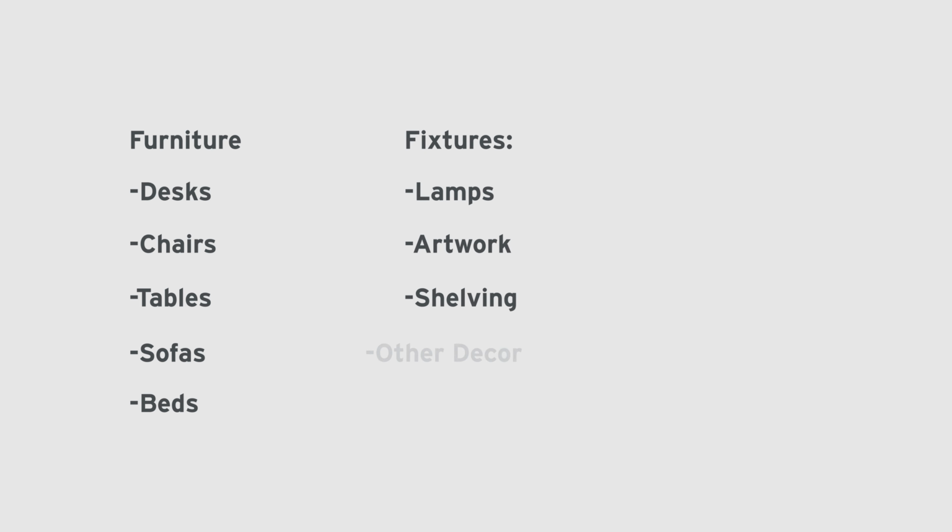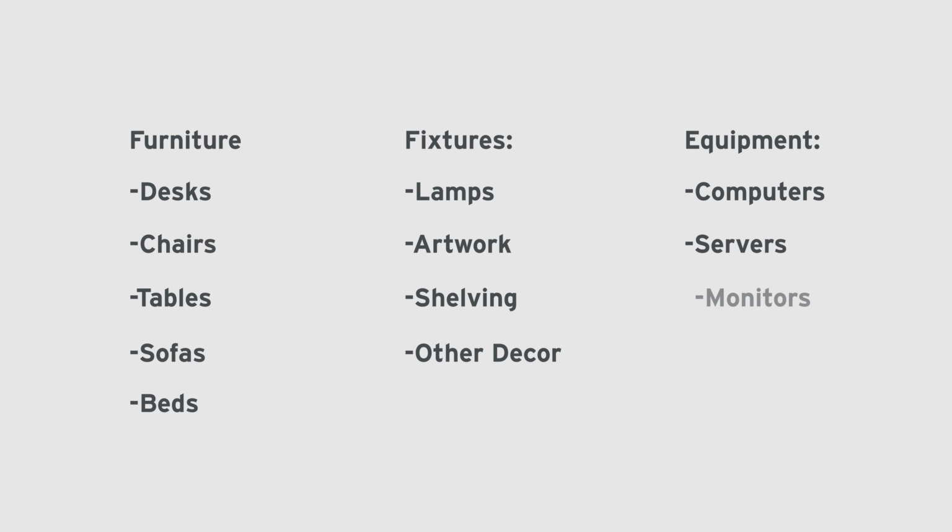FF&E is anything outside of the construction package that is still a part of the building. These items can include furniture, including desks, chairs, tables, sofas, or beds, fixtures like lamps, artwork, shelving, and other decorative items, equipment such as computers, servers, monitors, and special equipment for your industry.